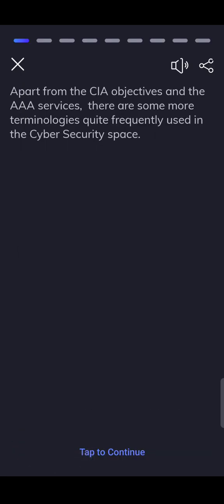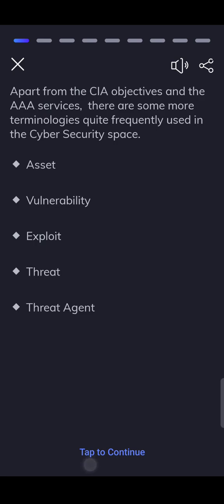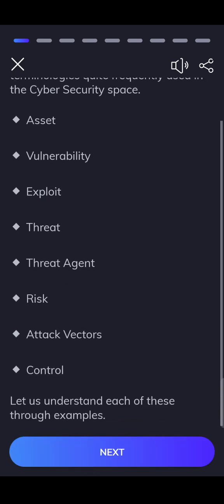Apart from the CIA objectives and the AAA services, there are some more terminologies quite frequently used in the cybersecurity space: asset, vulnerability, exploit, threat, threat agent, risk, attack vectors, control. Let us understand each of these through examples.